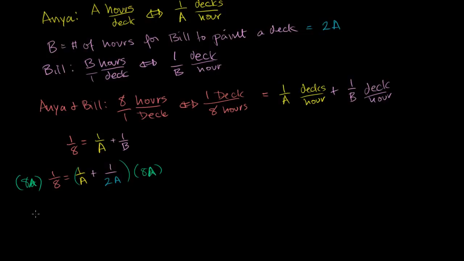So you have A is equal to 8A over A, which is 8, plus 8A over 2A, which is 4. So the number of hours it takes Anya to paint a deck, or A, is 12 hours.